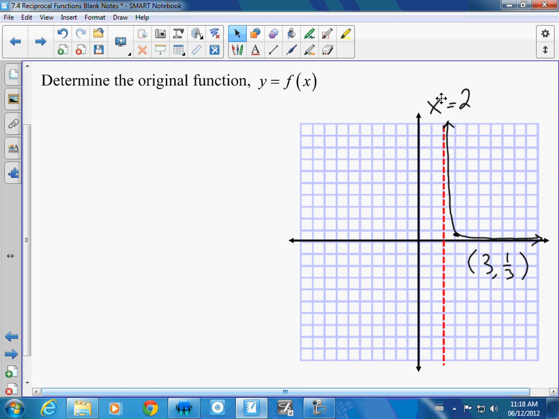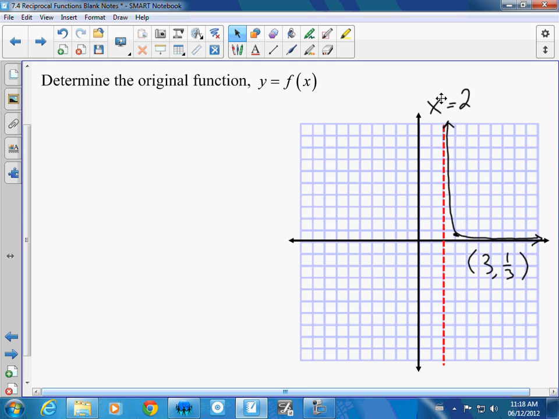Okay, so let's think about this for a second. The reciprocal, the asymptote is 2. So on the original graph, what does that tell us? If the asymptote is 2, what does that tell us on the original graph? The x-intercept. Is that correct? Yeah, because the x-intercept on the original then becomes the asymptote on the reciprocal, right?